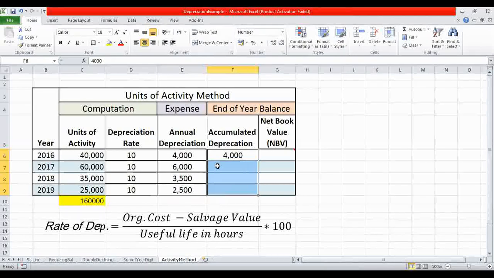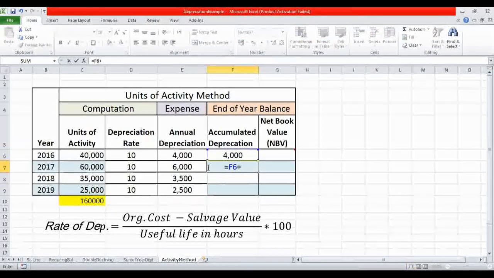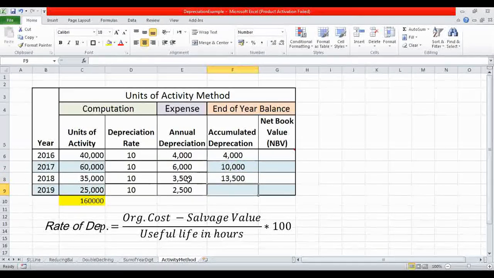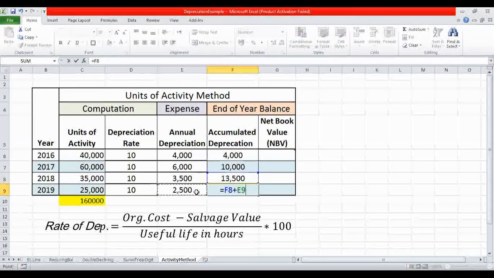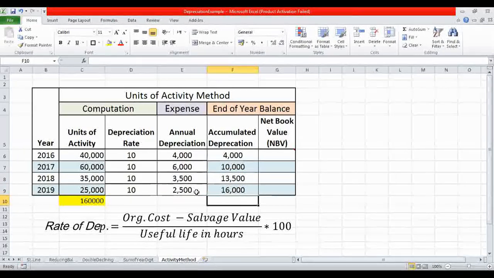After 4,000, we need to add up the last depreciation, this depreciation plus this depreciation, so 10,000. Then we need to add up this depreciation plus this depreciation is this amount. Then we need to add this value to this value. It is going to give us 16,000. So you can see that because we started the question with 16,000, how you get the idea why we started this question with 16,000. So original cost was 18,000 minus salvage value was 2,000, so 16,000.